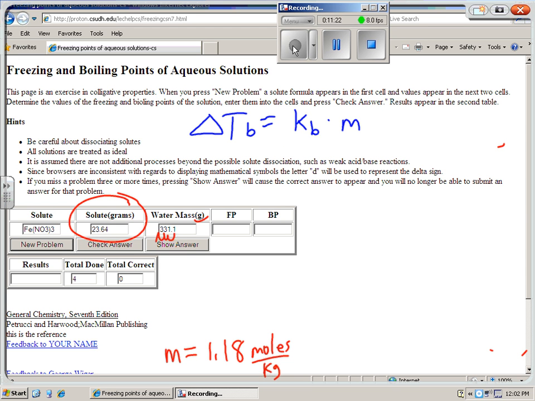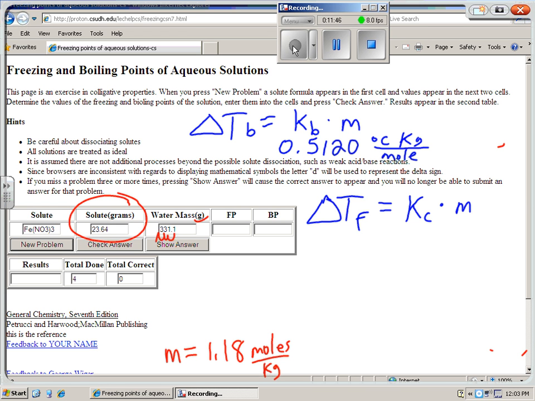And for water, this constant is 0.5120 degrees C kilogram per mole. And for the freezing point, which is depressed, the change in the freezing point, this is delta or change in the freezing point is equal to a constant for each and every different solvent that there is, a different constant, times the molality. And so for water, this constant is 1.860 degrees C kilograms per mole.